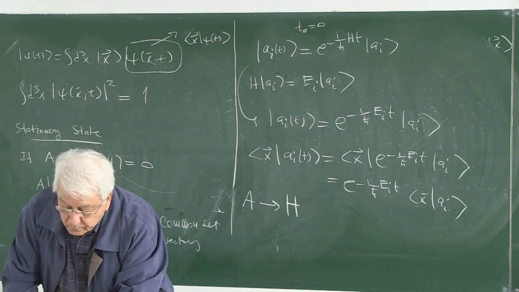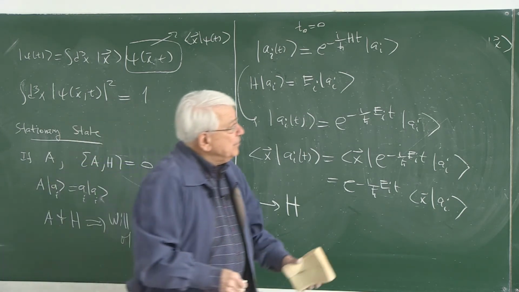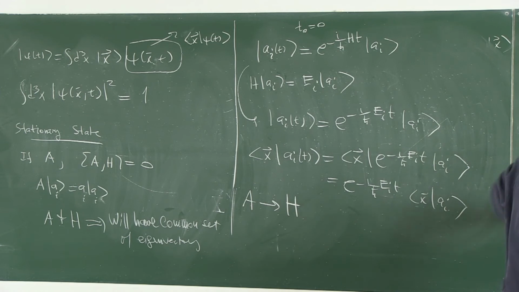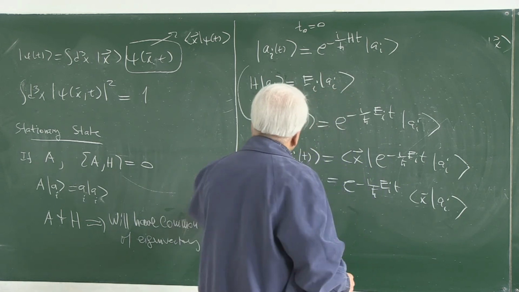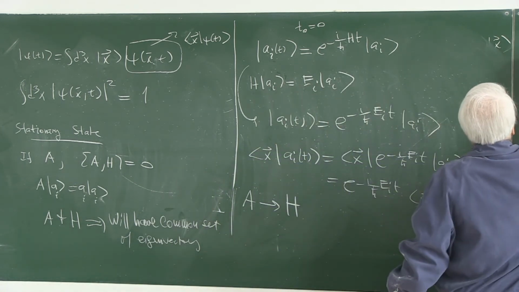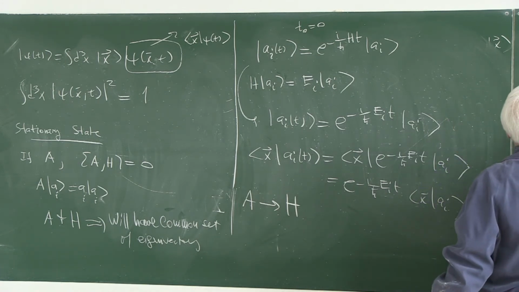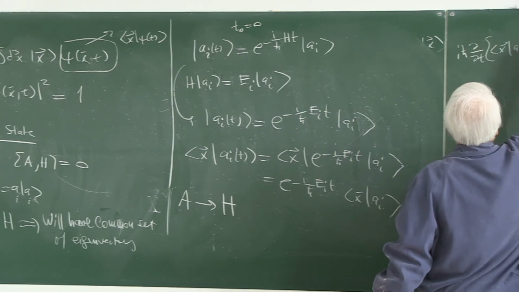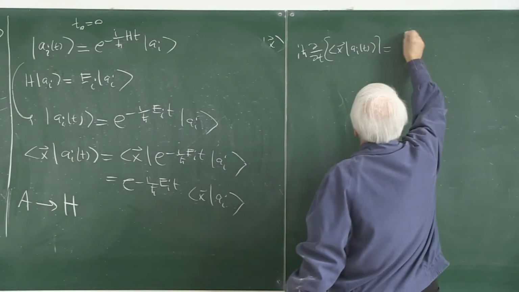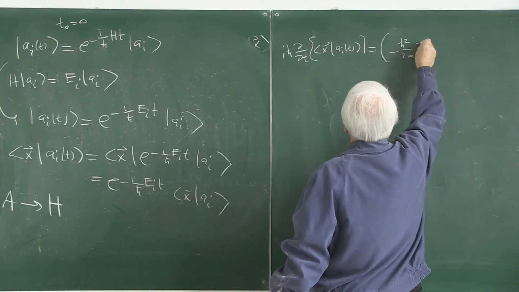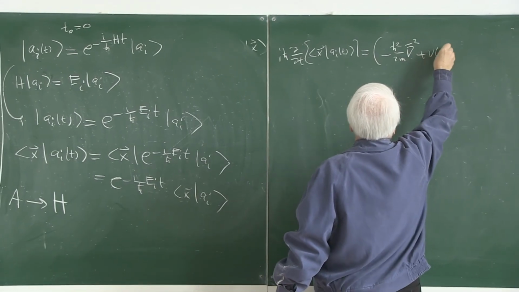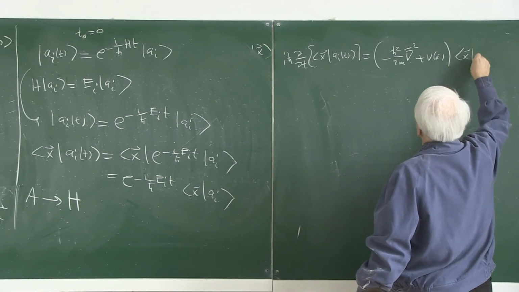So if we take these kind of stationary states, what do you get? i h bar d/dt of x a_i of t equals minus h bar squared over 2m del squared plus V of x, acting on x a_i of t.